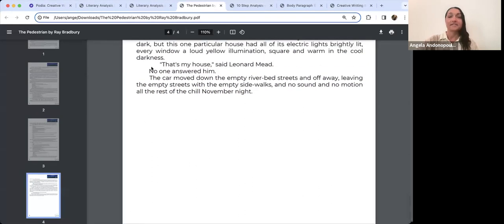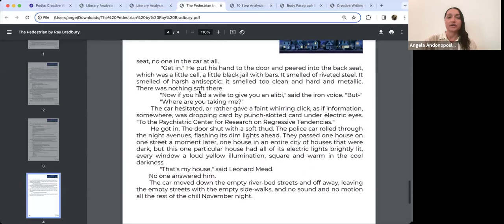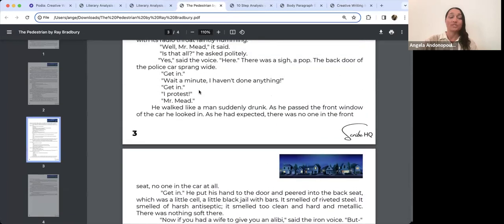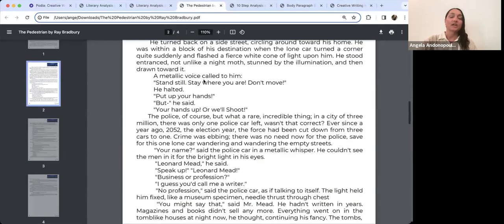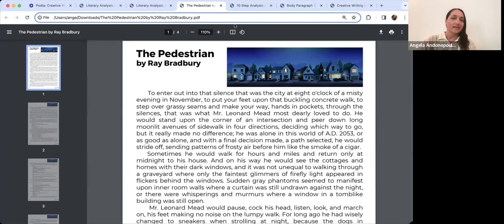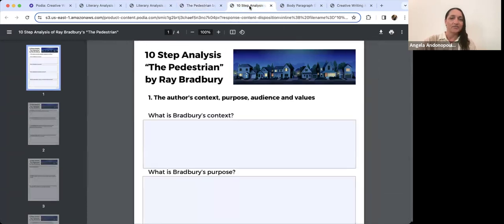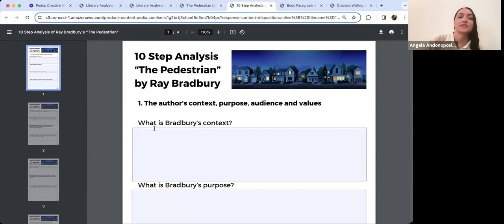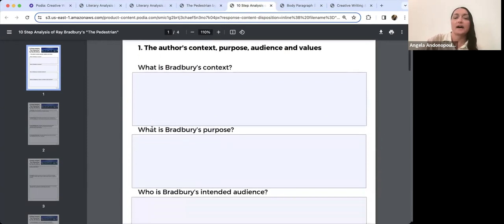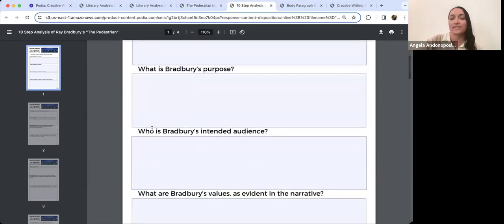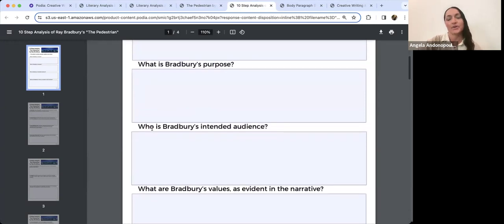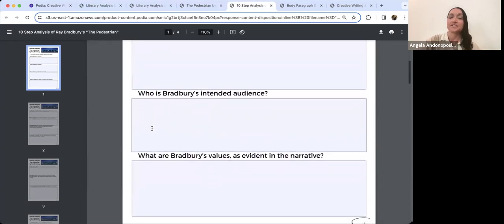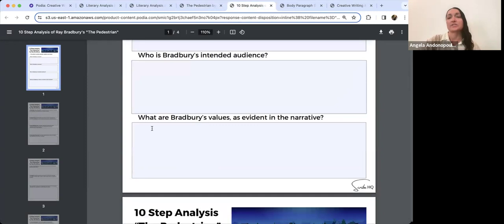Okay, the end. So that's the whole short story. It's nice we can actually fit in a whole text. I didn't want to just do an extract. So I would like to get your impressions first and foremost, coming across to the 10-step analysis of the text. Any thoughts on what you think his messages, purpose, intended audience, or what he values might be?